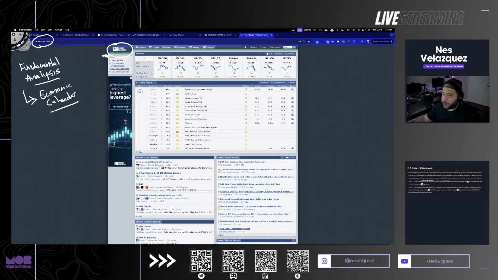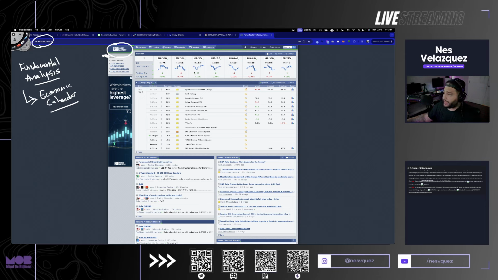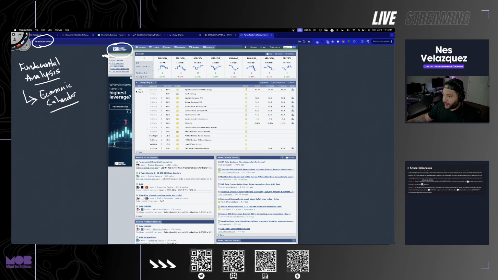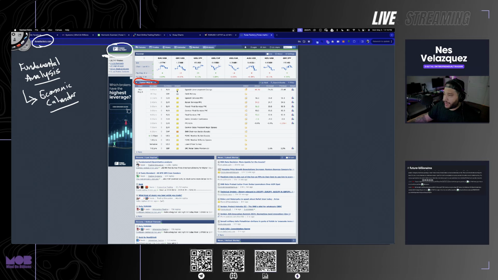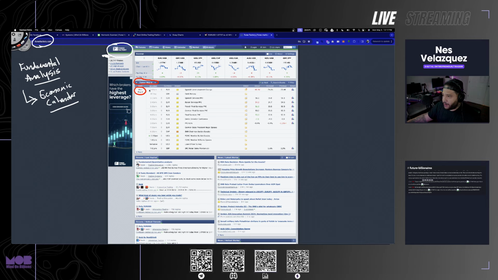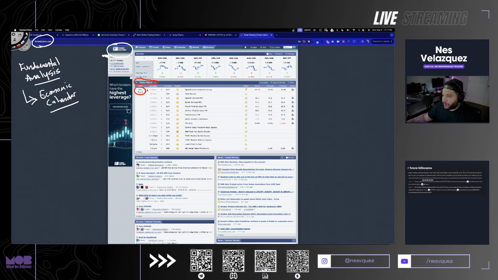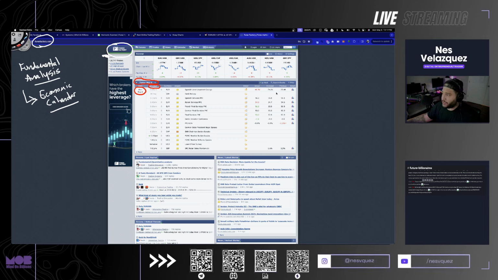Now, let me switch the colors on this real quick. Let's go with red. All right. And here's a couple of things to watch out for. Okay. Number one, you want to make sure that you are paying attention to the day, right, of these economic updates that are supposed to drop at these times, okay? So you take a look at the date, all right? And these are the times right over here, okay? These are the times to watch out for. So pay attention to the times, right?